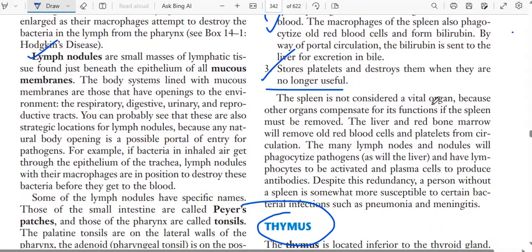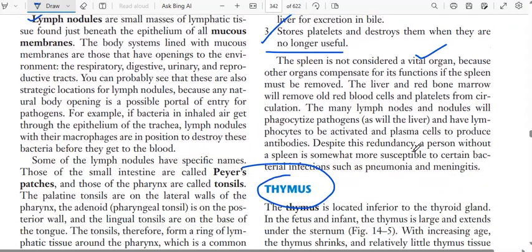The spleen is not considered a vital organ because other organs compensate for its function. If the spleen must be removed, the liver and red bone marrow will remove old red blood cells and platelets from circulation. The many lymph nodes and nodules will phagocytize pathogens, as will the liver, and have lymphocytes to be activated in plasma cells to produce antibodies.